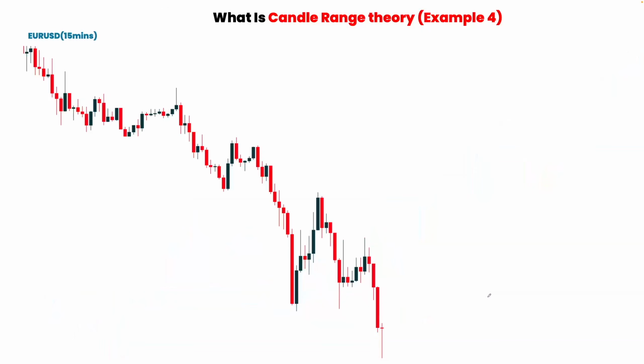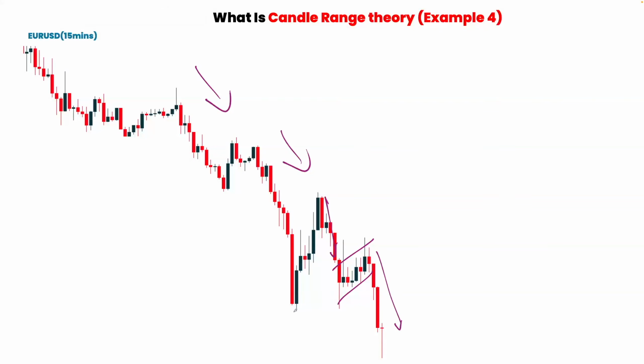Let's look at example 4 here. This is the EURUSD on the 15 minutes time frame. We have a downtrend. Obviously, most of the people will be looking to sell. And then we have this correction. They have this impulse, and then we have another impulse.